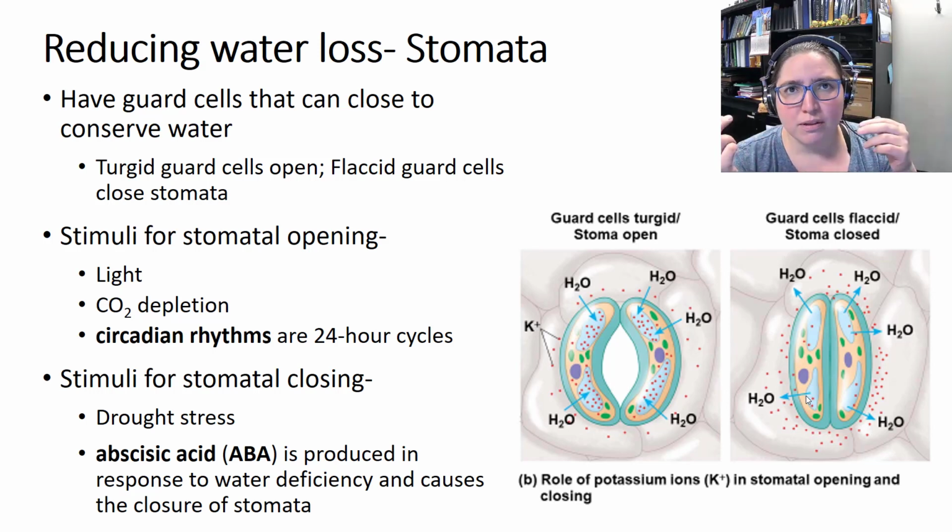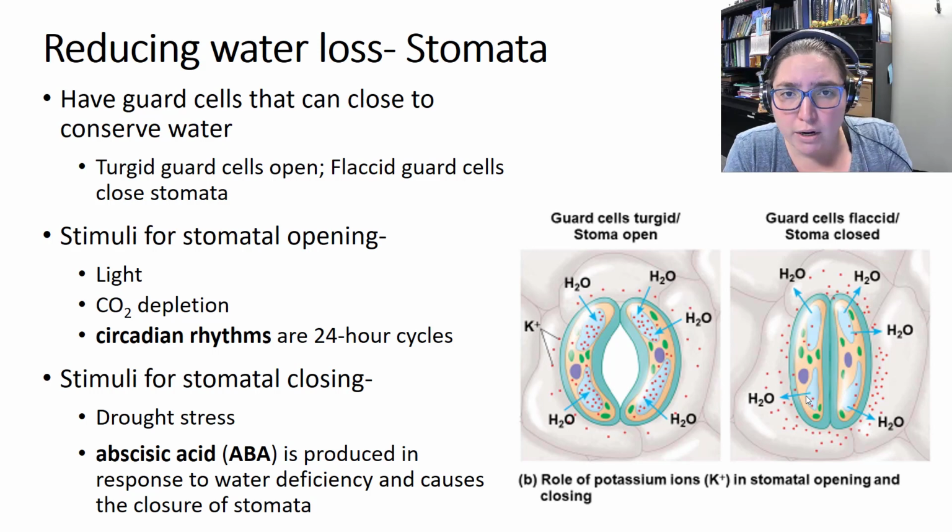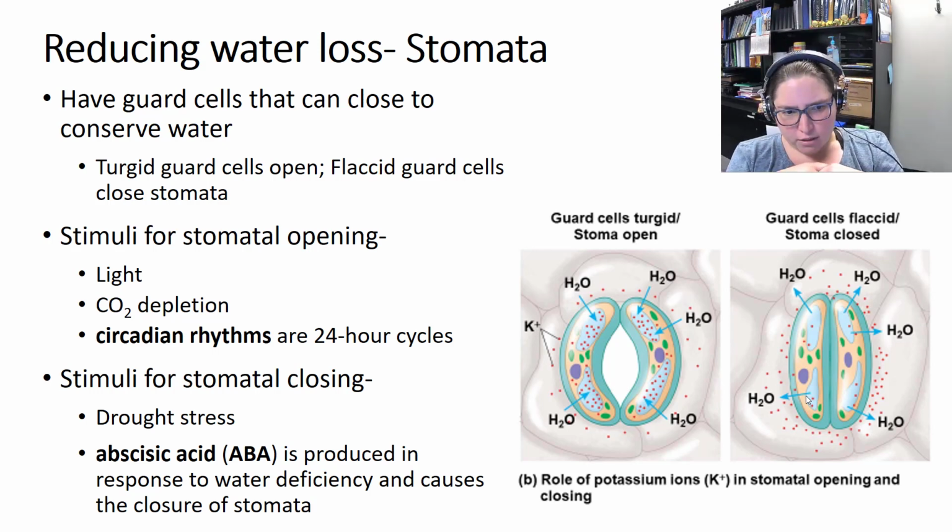So I said stomata open with light, but would CAM plant stomata open with light? No, because CAM plants, remember, open their stomata at night and do their initial carbon capture in the evening. So there are different triggers for stomata opening, depending to some degree on what kind of plant you are. Stomata are going to close when there's drought stress, because if you're losing too much water, you need to close the stomata to conserve water. They also close in response to a hormone called abscisic acid, which is produced in response to water deficiency as well.